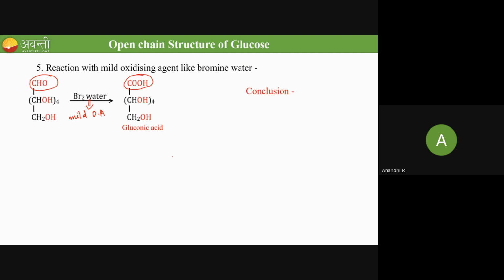Okay, it is a mild oxidizing agent which oxidizes an aldehyde to gluconic acid. Got it? So what is the conclusion from this reaction? The carbonyl group is present as an aldehydic group. If the carbonyl group were some other component, we would not have arrived at this gluconic acid. We would not have gotten carboxylic acid. We get carboxylic acid only on oxidation of an aldehyde, right? So the conclusion here is the presence of an aldehyde group.